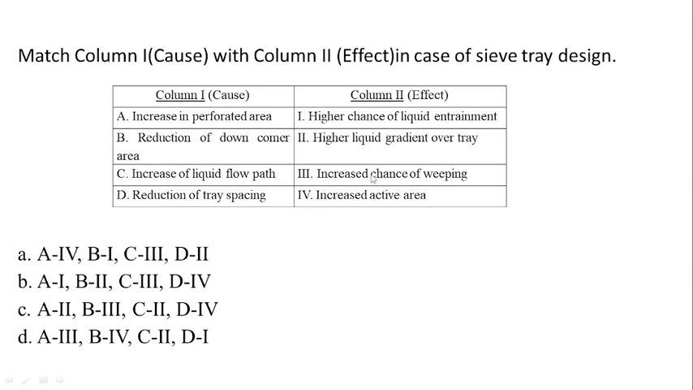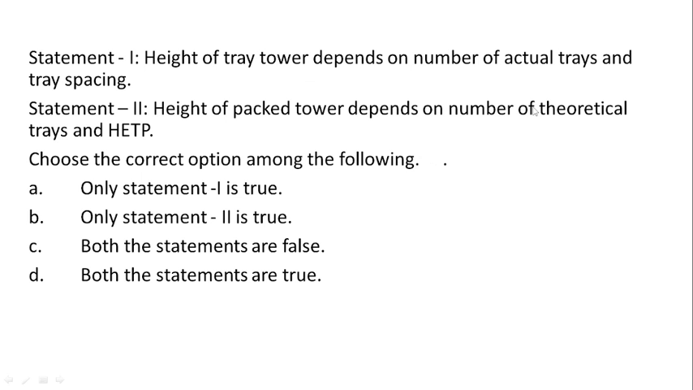Actually, for a packed tower, we find the HETP value and number of theoretical plates. Then how can we find the height of the packed tower from the number of theoretical trays and HETP? We multiply them. Yes. It is the product of number of theoretical trays and HETP.